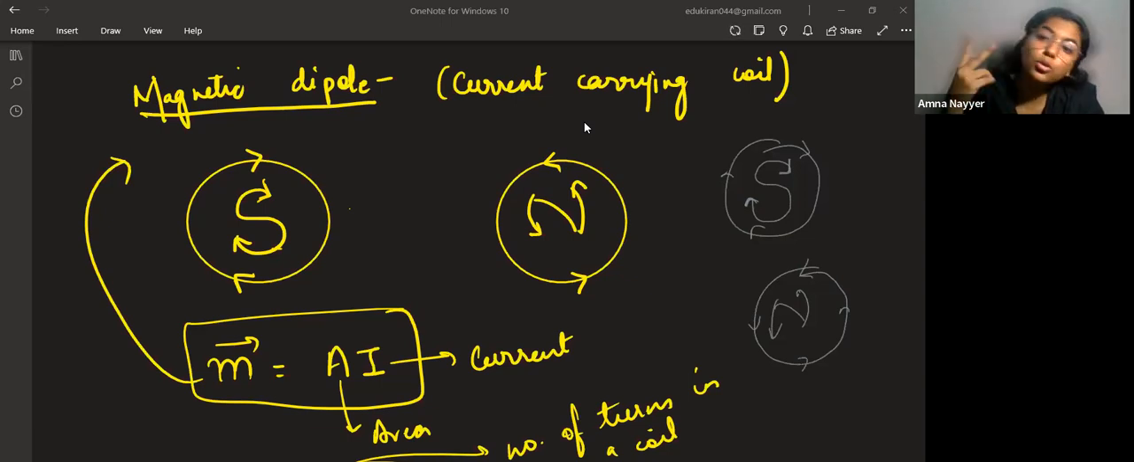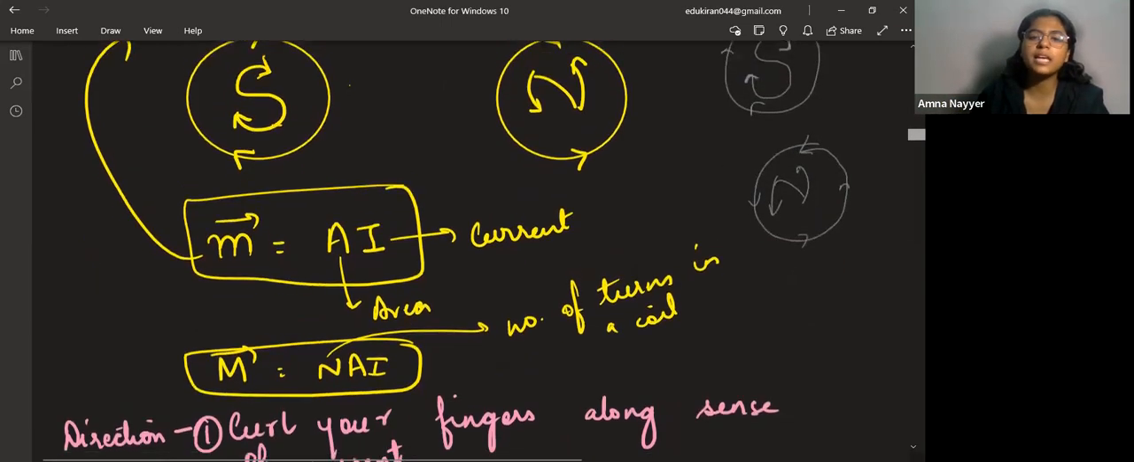Suppose if I say two coils are present, then what will you do? For two coils, you will double it. For three coils, you will triple it. So whatever is the number of coils given to you, just keep on multiplying it with it. Fine, NAI. So the final formula for magnetic moment becomes NAI.